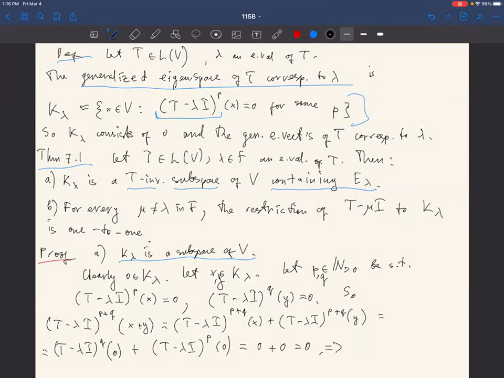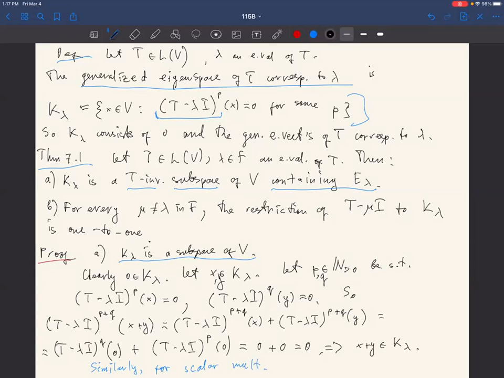And so this shows that x plus y is also an element of K lambda, witnessed by the integer p plus q. Okay, so this shows that the space is closed under addition. Similarly for scalar multiplication. I'm not going to write it down fully, but similarly for scalar multiplication.